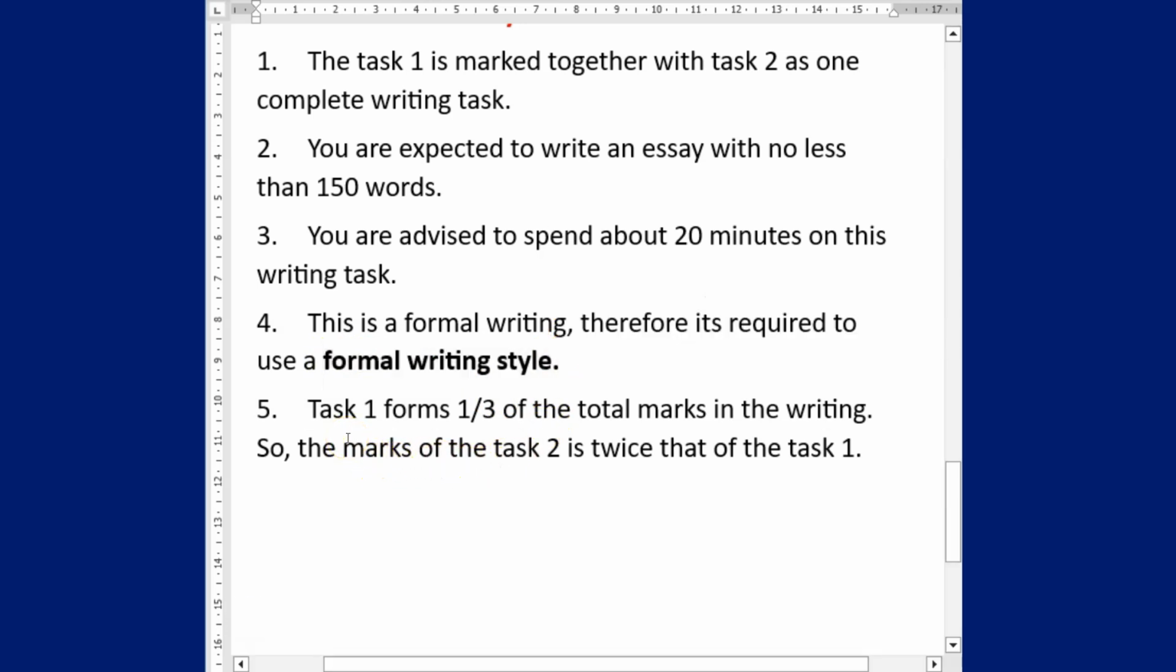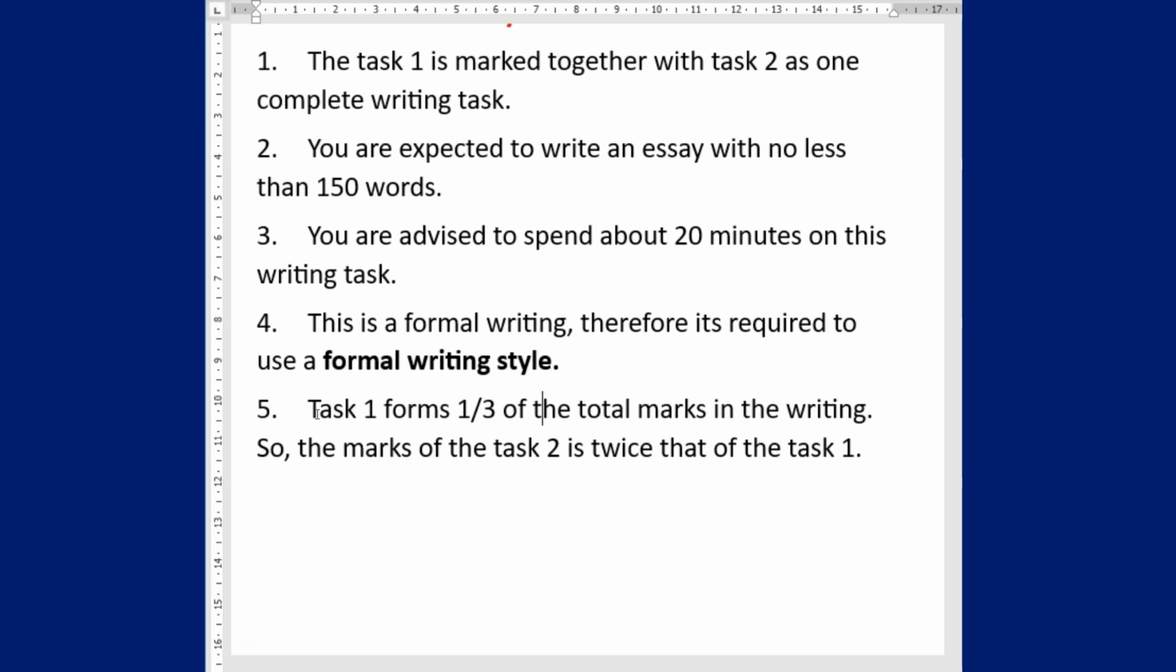Now, the last thing that I would also tell you is that the writing task 1 and task 2 are marked together, but the task 2 holds more value, it holds more marks as compared to the task 1. So if we are marking the task 1 and task 2 over 100%, the task 1 would take about 33%. So it might be marked over 33%, while the task 2 is marked over 67%. You get it? So the task 1 is about half the marks of the task 2.